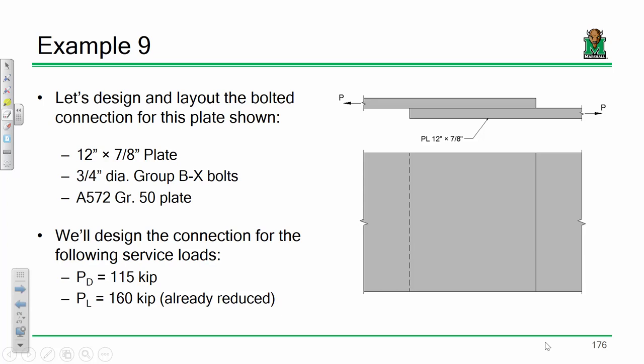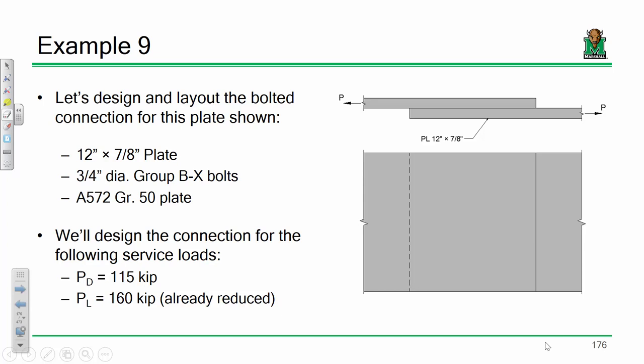The plate is 12 inches wide and 7/8 inches thick. Now, one thing with this problem that I have done to make it maybe a tad easier, and when I say easier, I just mean easier for the purposes of discussion in this class, is I'm saying that I have a 12 by 7/8 inch plate lapped onto another 12 by 7/8 inch plate. So it's literally the same plate lapped on top of one another.